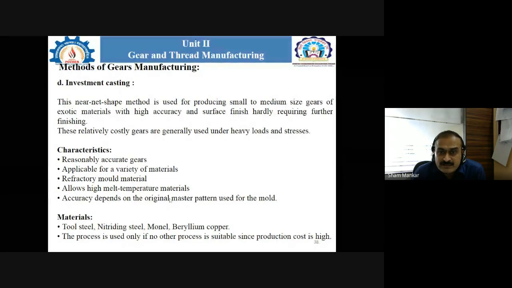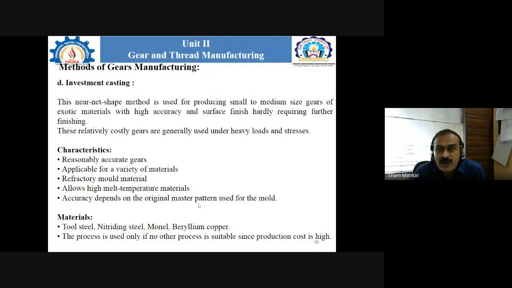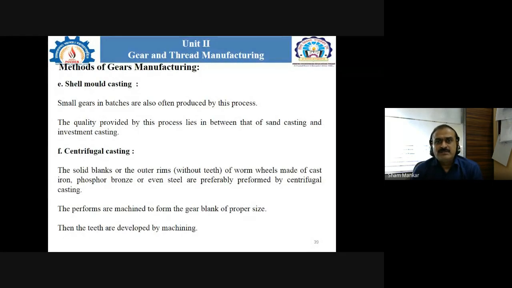So the entire accuracy depends on how we are going to design and manufacture the master pattern. Okay, so some unique features or characteristics are there related to investment casting. Likewise, there is definitely shell mold casting.